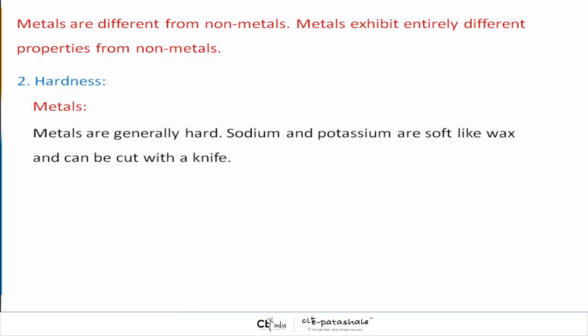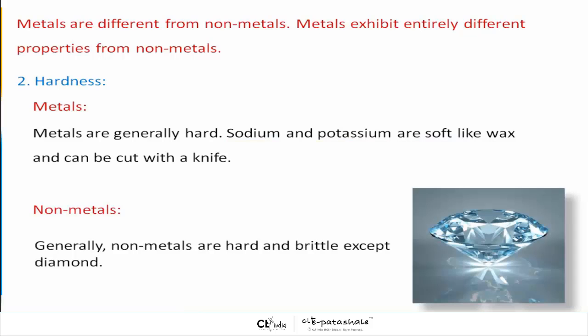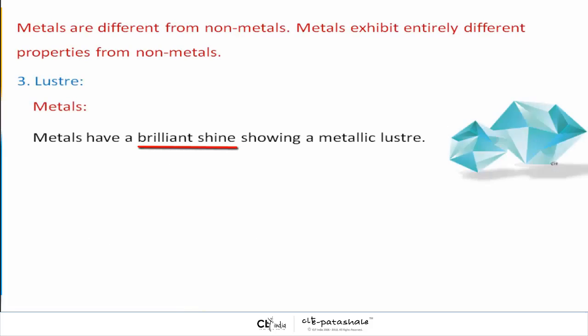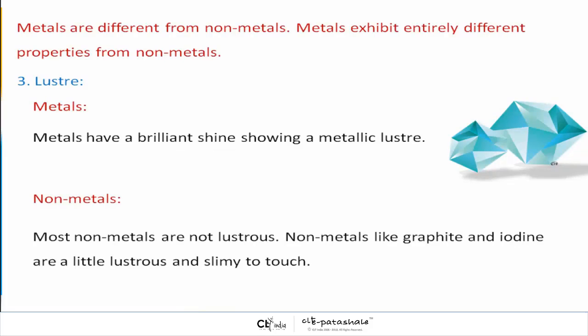Hardness. Metals are generally hard. Sodium and potassium are soft like wax and can be cut with a knife. Generally, nonmetals are hard and brittle except diamond. Luster. Metals have a brilliant shine showing a metallic luster, whereas most nonmetals are not lustrous. Nonmetals like graphite and iodine are a little lustrous and slimy to the touch.